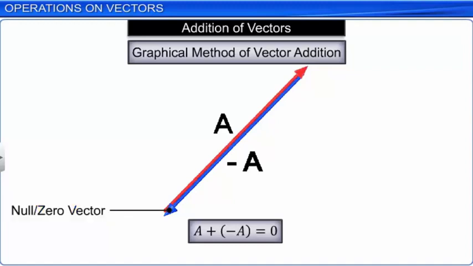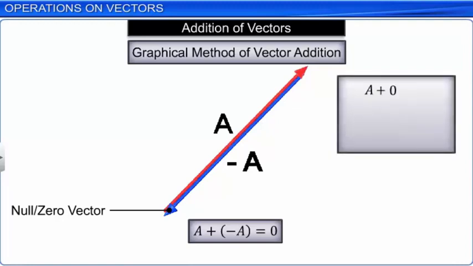Various operations with the null vector are: A plus 0 is equal to A, lambda 0 is equal to 0, and 0A is equal to 0. Let's discuss the physical meaning of a null vector.